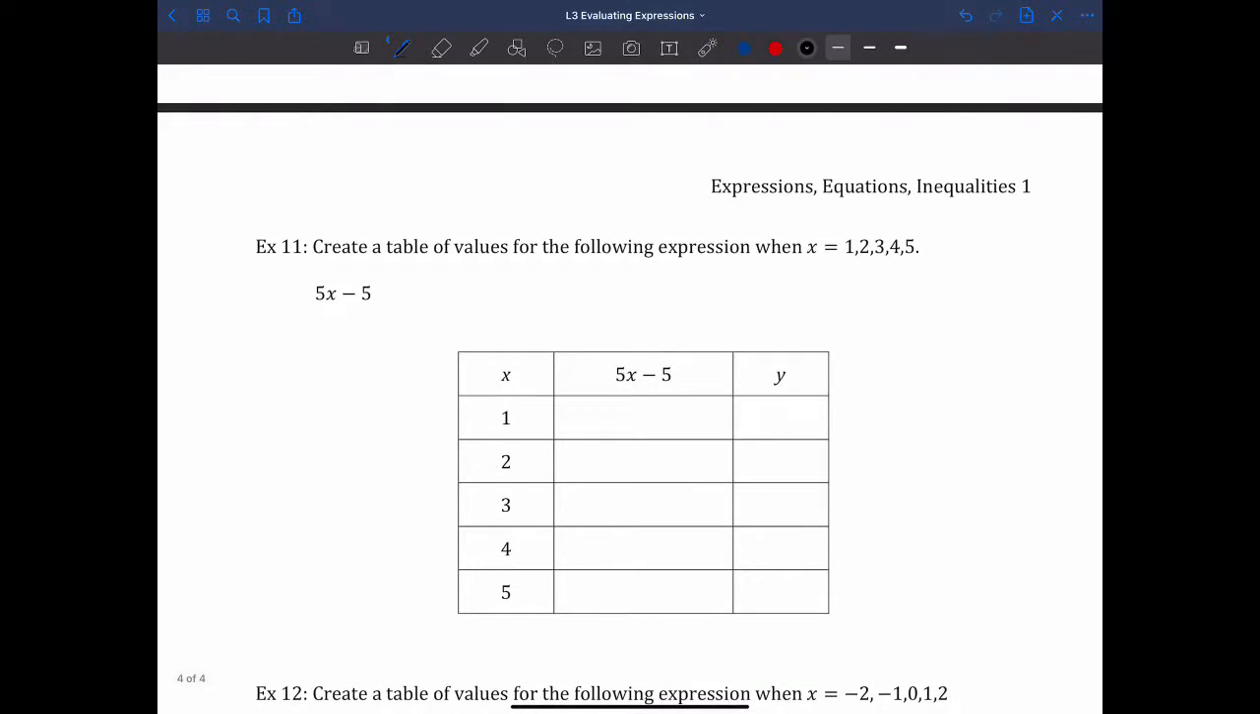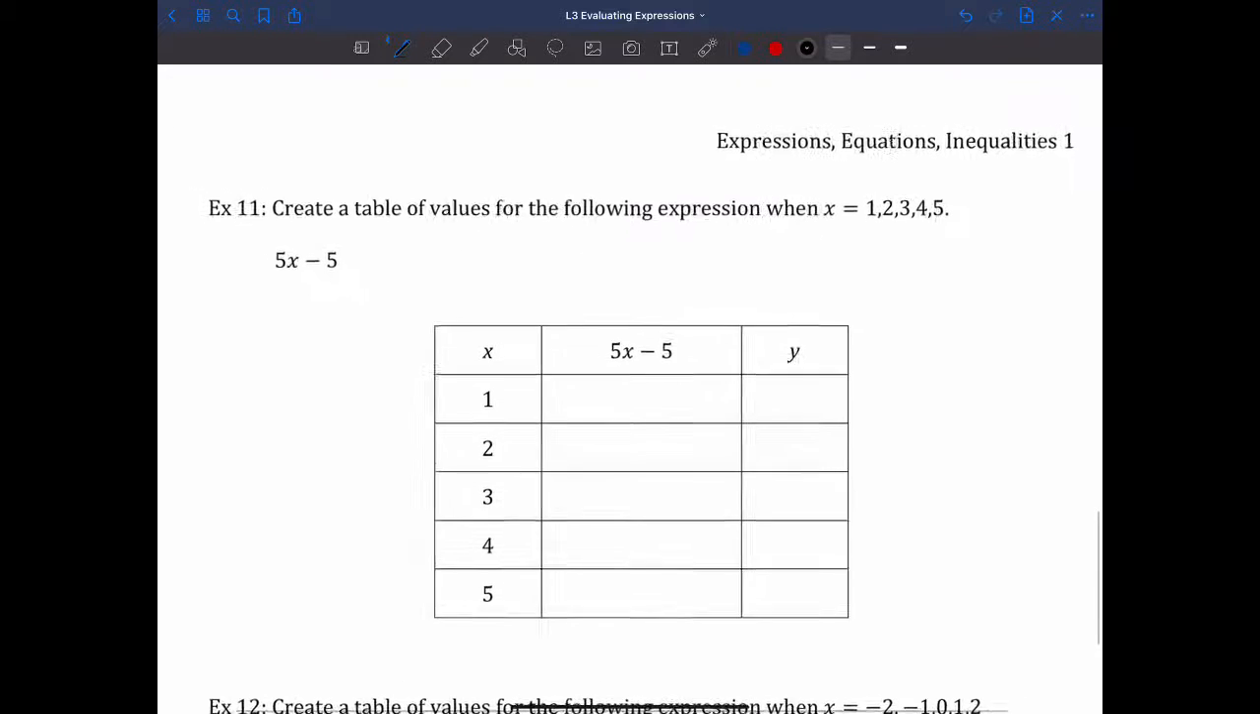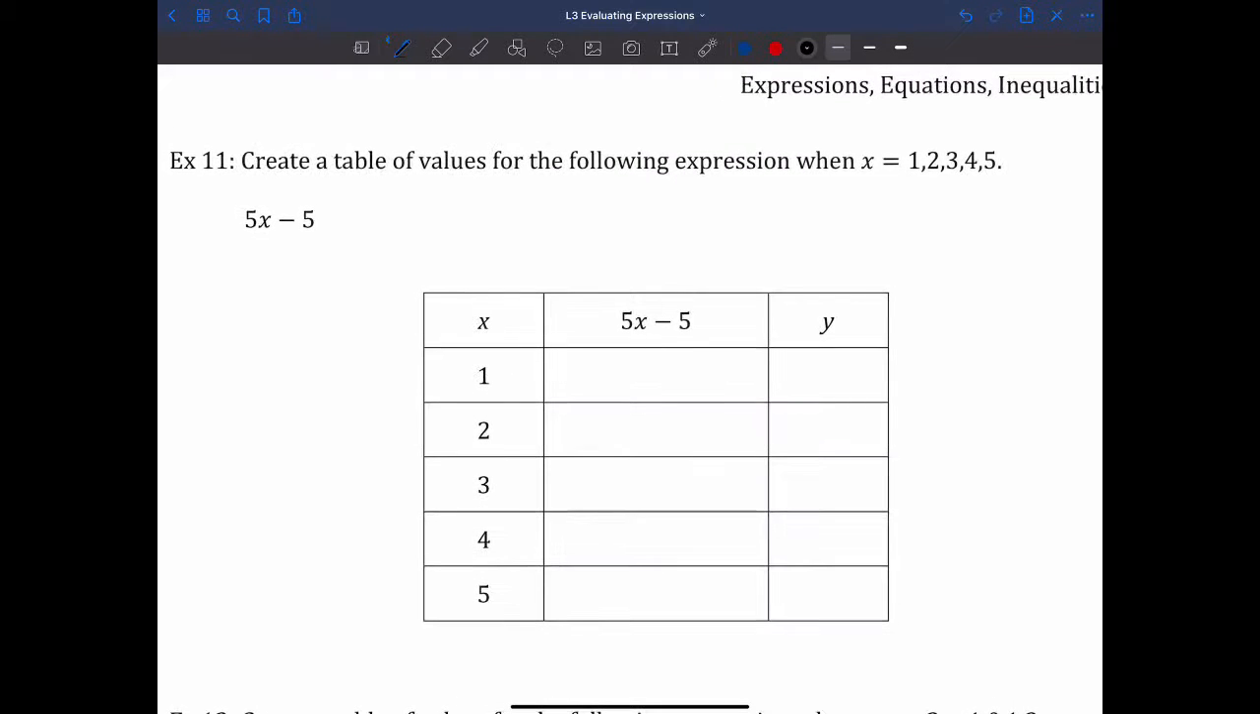This one's not really so bad. So we're going to create tables of values for these expressions. This is not something that we're really going to need to do a lot, but it is helpful sometimes if you're having a tough time figuring things out, right? Especially when we get into graphing a little bit later this trimester.